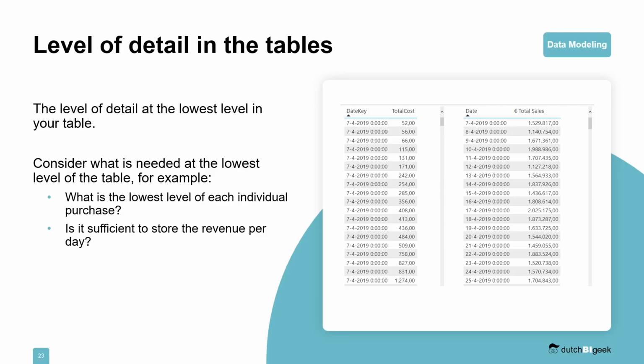It's very important. If you want to see only the daily totals, the fact table is a lot smaller than if you want to see every individual transaction. Then you have more rows, and more rows is more memory. And more memory is slower performance. The smaller the tables, the faster your data model is.